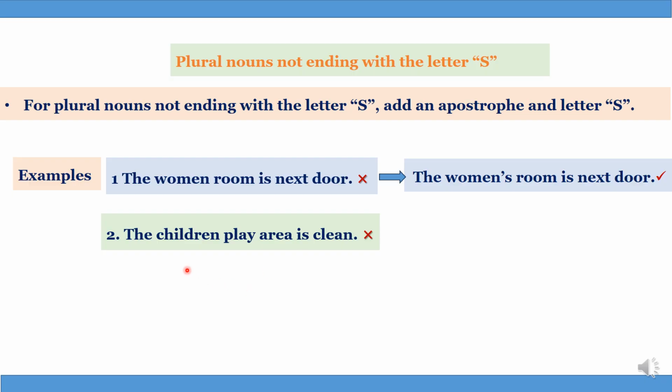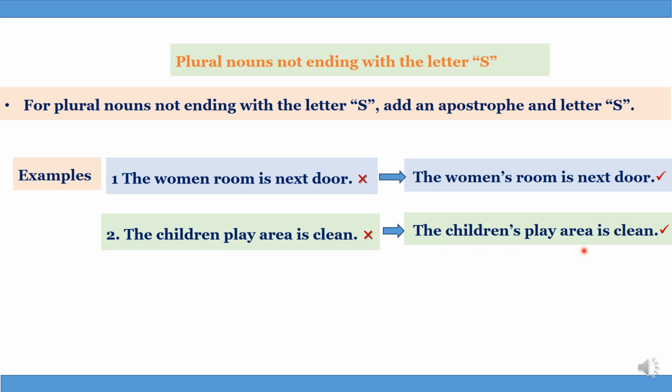Next example, the children play area is clean. See, here children is a plural noun not ending with letter S. Okay, we're talking about children play area, but this representation is not correct. See here, we need to add an apostrophe and letter S after children.